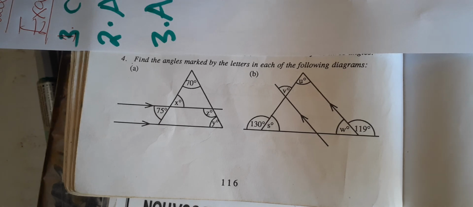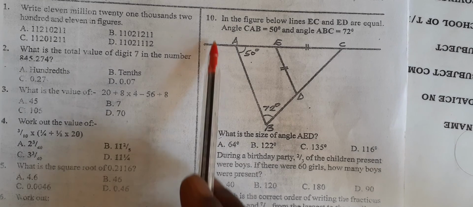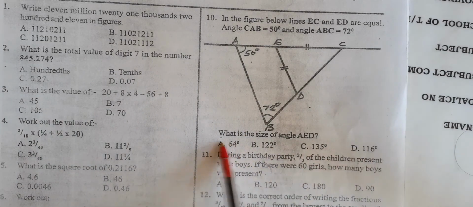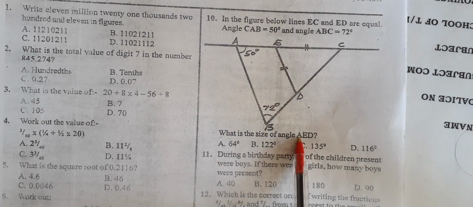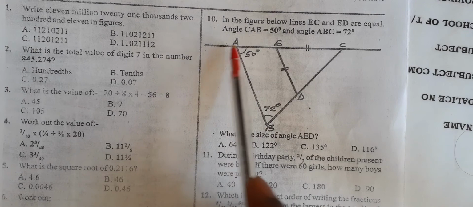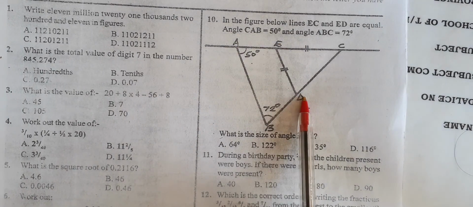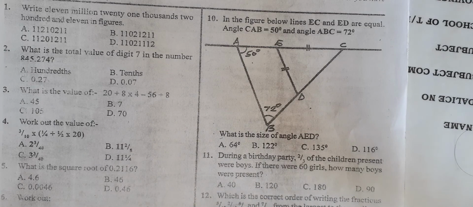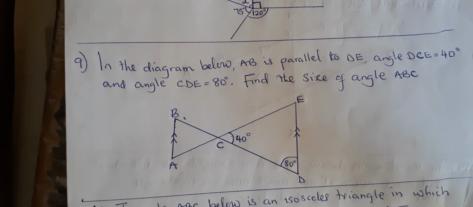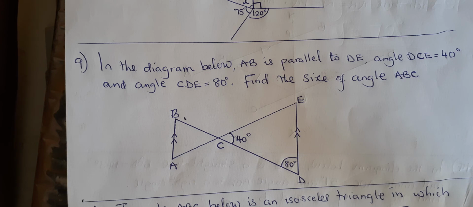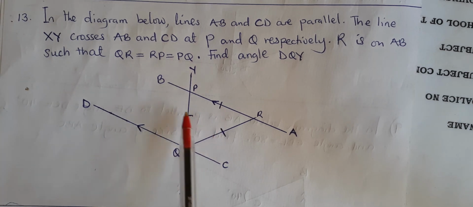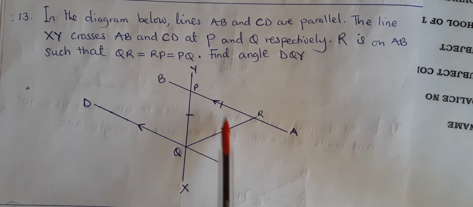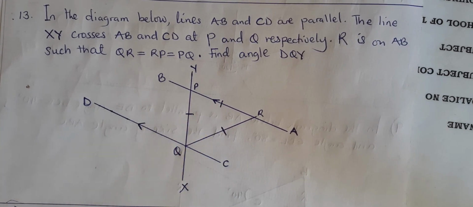Okay, so let's move on to the next one. We are looking at question 10. Even the answers are given here, but I don't want you to choose the answers, just show your working. You are calculating angle AED. It's the angle that you are calculating. Okay, question 9. Look at question 9. So look at question 13. You see, you should know this from our triangles. What does this mean? Very important.